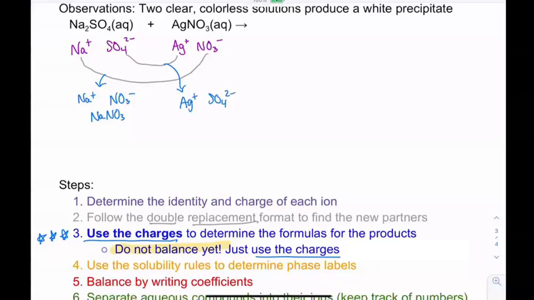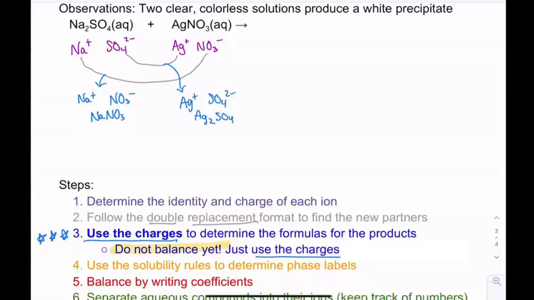+1 and -2 do not work out. So I'm going to say I need more of the silvers in order to get 0. So that's going to be Ag2SO4. I didn't have 2 silvers initially. That's because it was with something with a -1 charge. Now when it's with something with a -2, you need more of them.